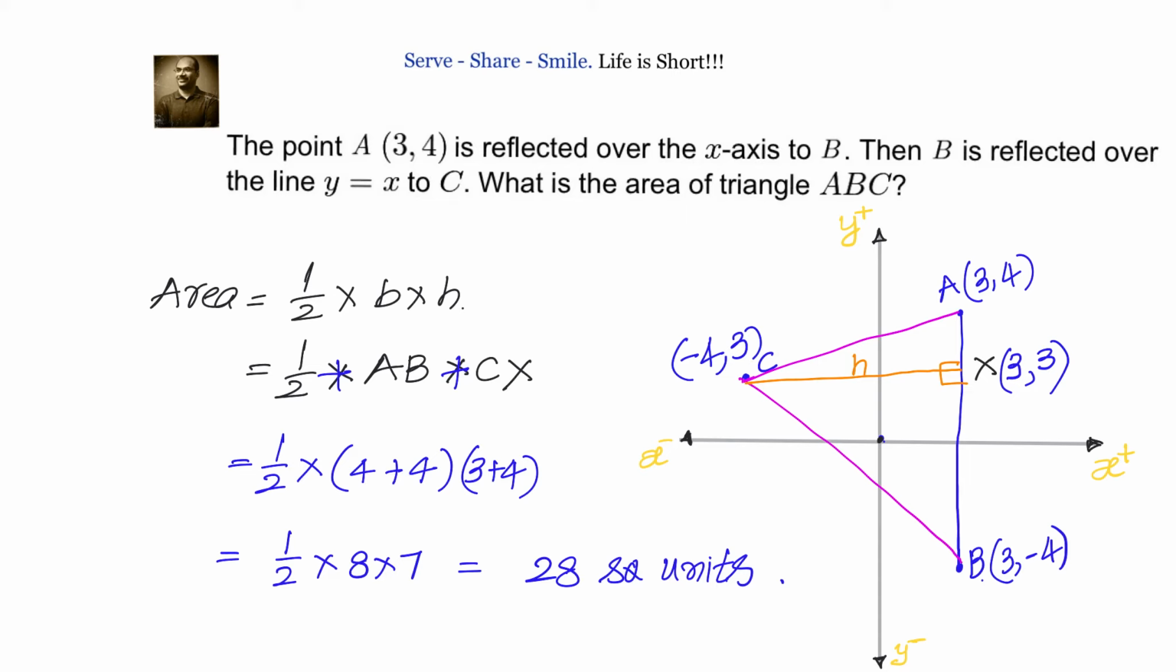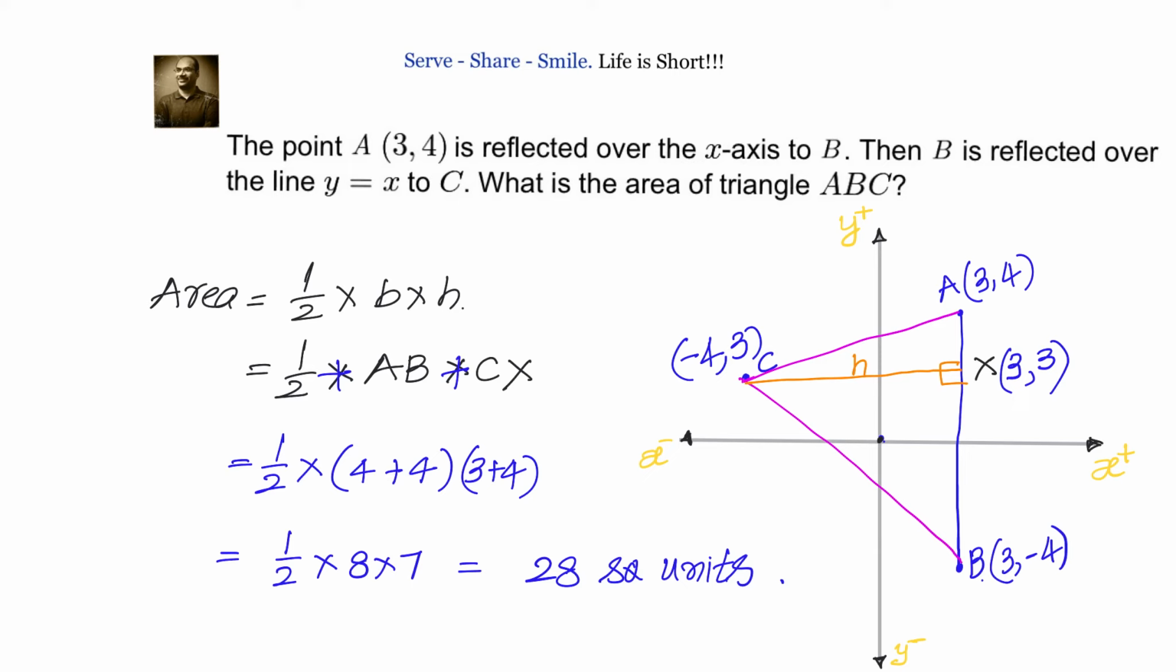And then B is reflected over the line y equals x to C. Whenever a point is reflected over the line y equals x, the x coordinate and y coordinate will interchange, they will swap. So if A coordinates are (3, 4), taking into consideration whatever we discussed, B will be (3, -4) and C will be (-4, 3).